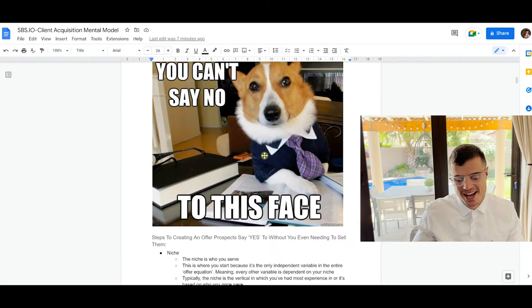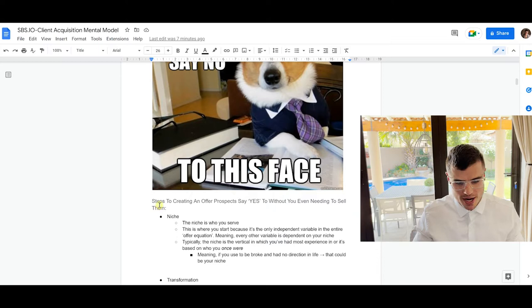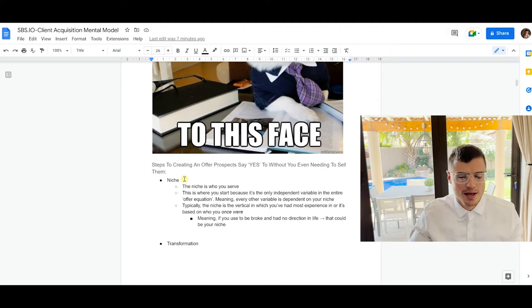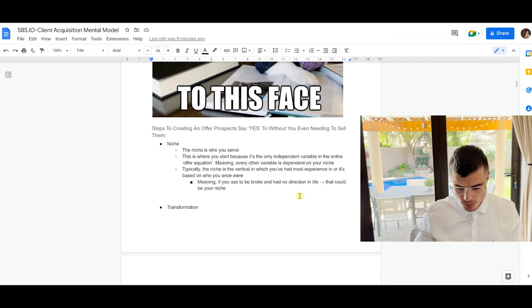So the first thing that we will drill down into, pop up the sub bullets here, is steps to creating an offer that prospects say yes to without even needing to sell them. So, niche specific. The niche is who you serve. Now, this is where you start, because this is the only independent variable in the entire offer equation, meaning every offer variable is dependent on your niche.